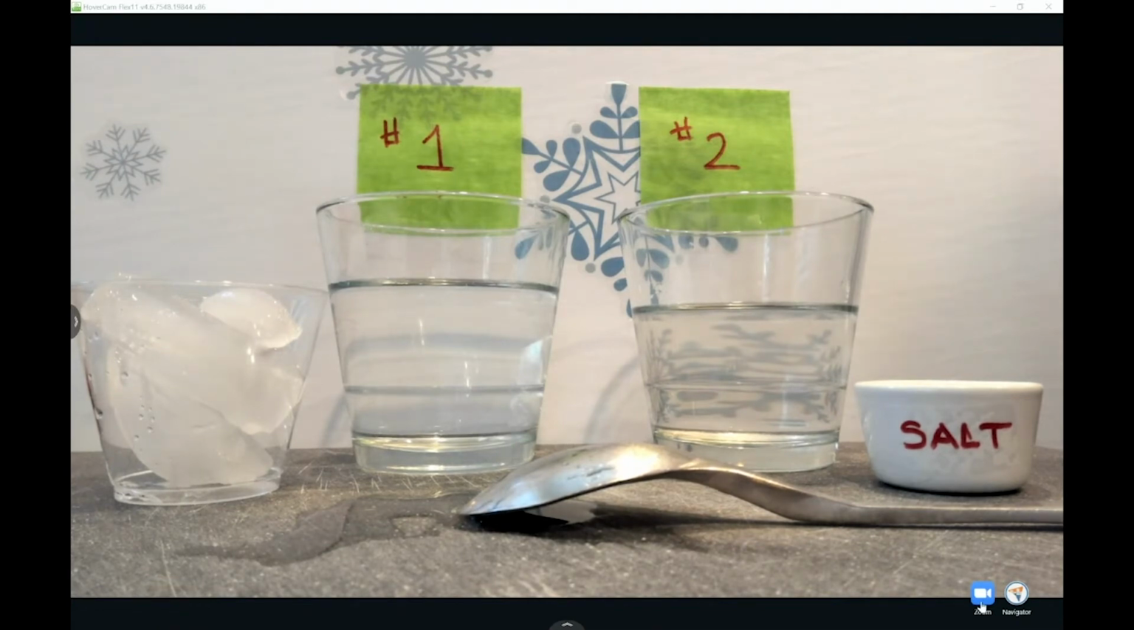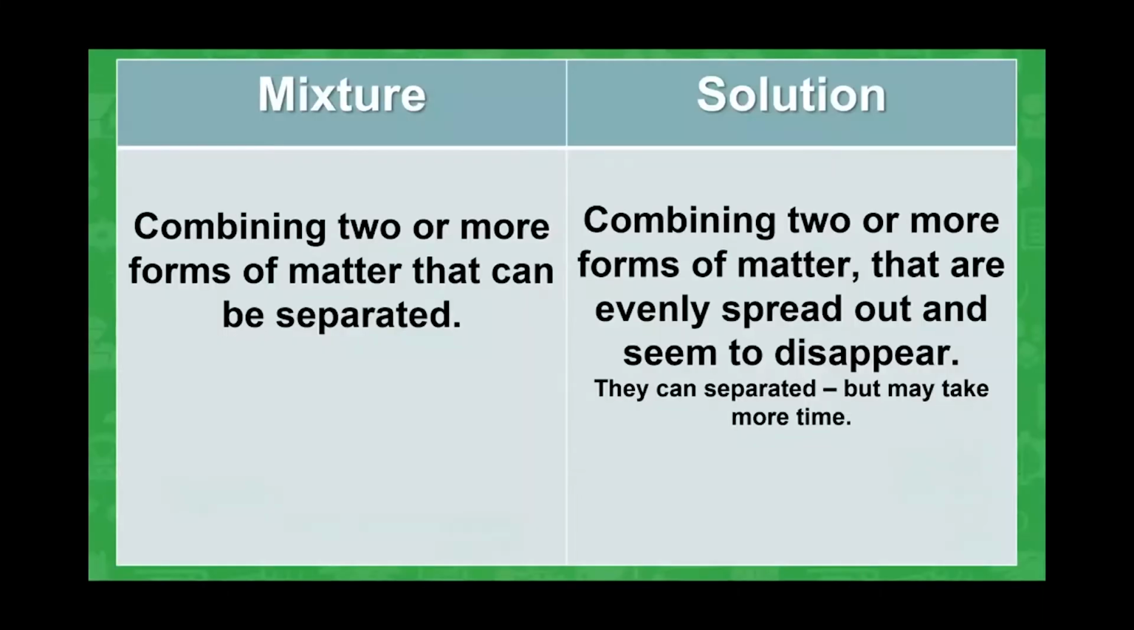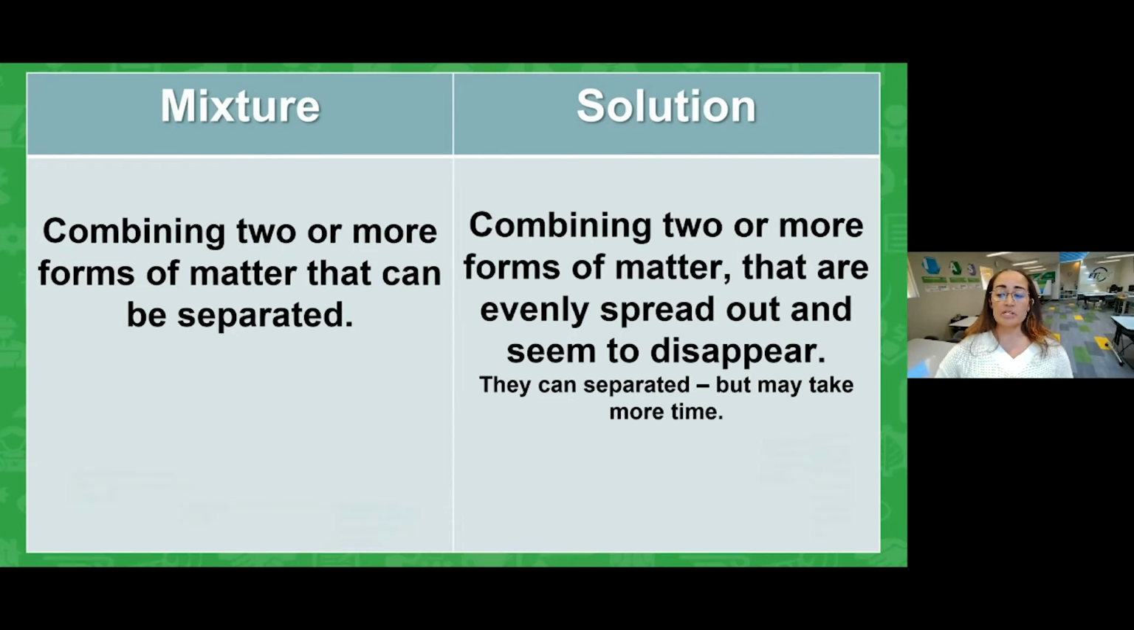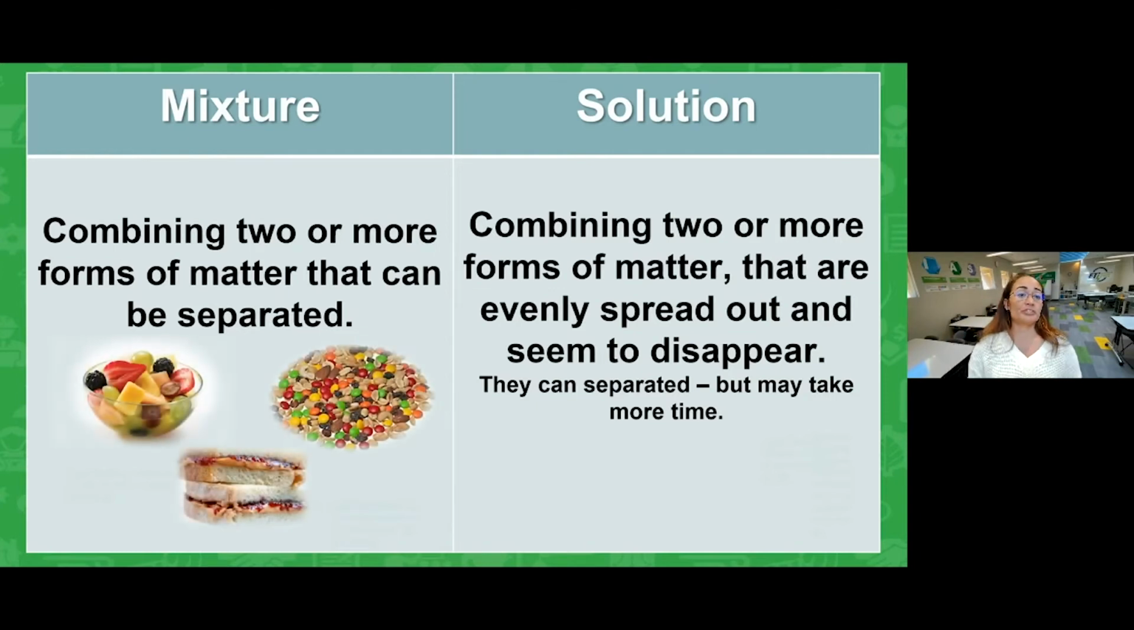So there is an explanation for what we just saw and why we saw it. The first glass that we just looked at, the ice and the water, that's called a mixture. Okay, a mixture means that you're combining two or more forms of matter that can be separated. So if I wanted to, I could take out that ice for a little bit until it completely melted, but I could separate the two of them. I can take that solid out of the liquid. Here's some examples of other mixtures that you might have in your kitchen.